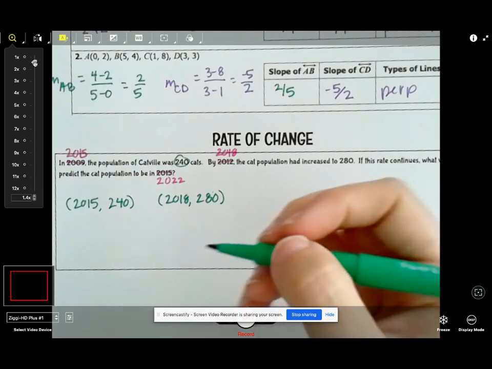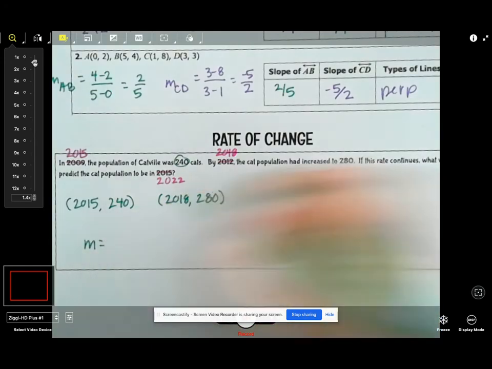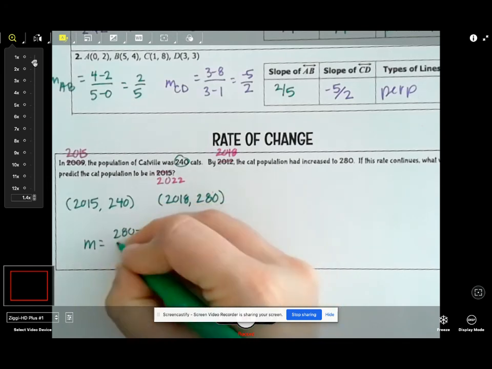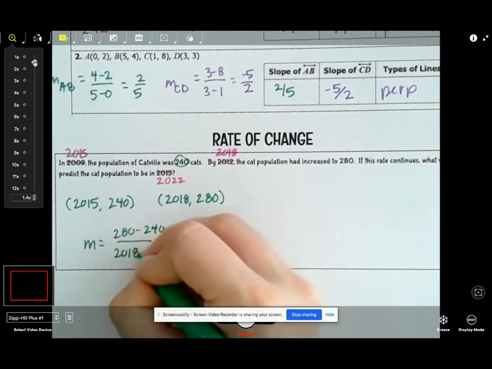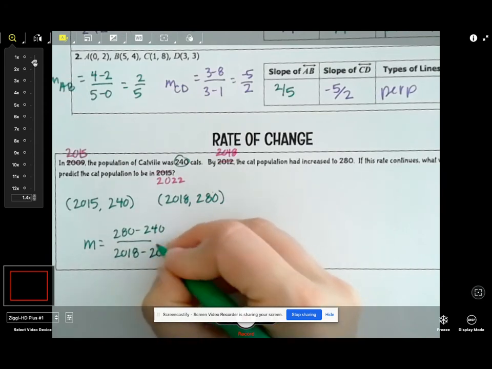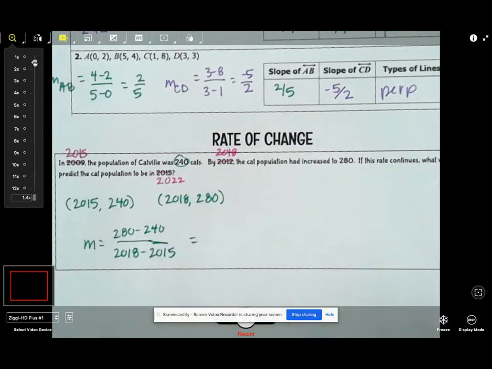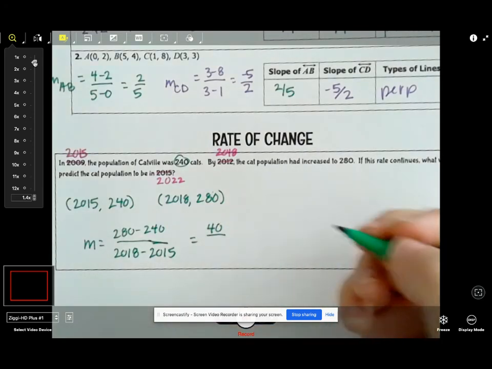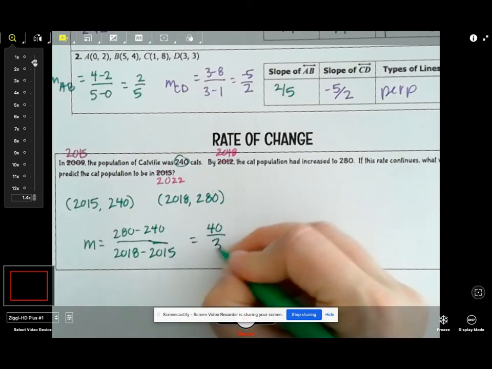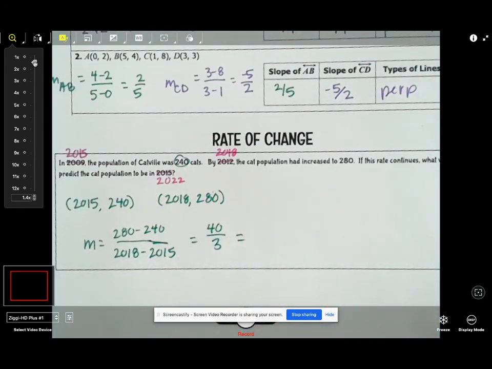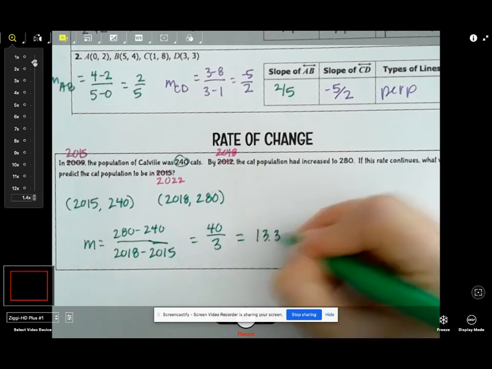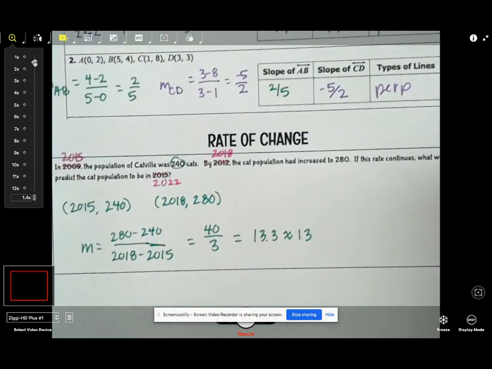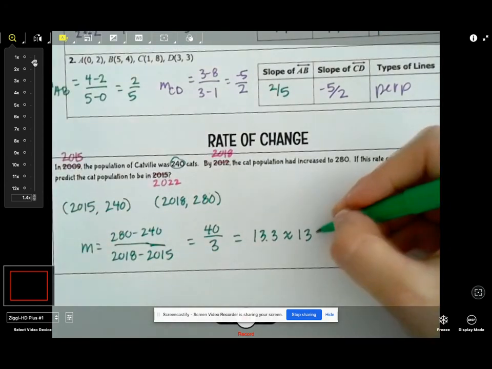So now we can actually find the slope of this to figure out what our population would be in 2022. So let's find our slope, our rate of change. So we're going to have 280 minus 240 all over 2018 minus 2015. 280 minus 240 is just 40. 2018 minus 2015 would be 3. If we divide out, we get 13.3, but we can't have 0.3 of a cat, so let's just round down to 13. So about every year, we get about 13 cats.